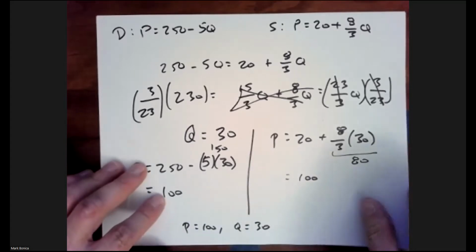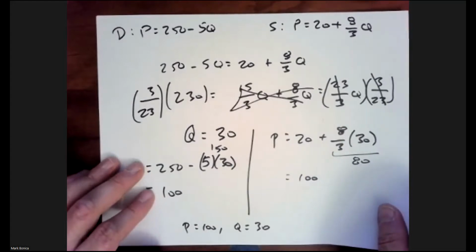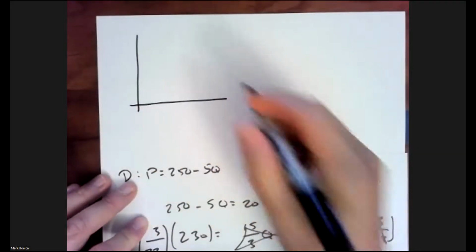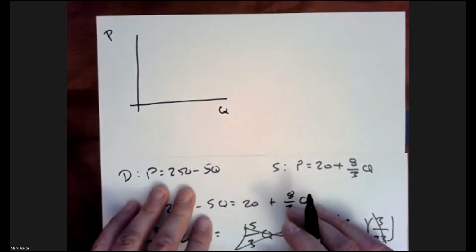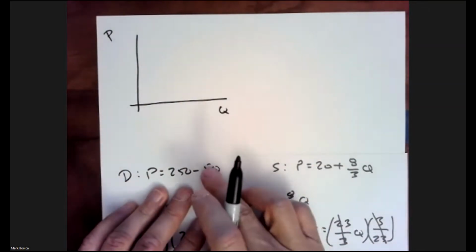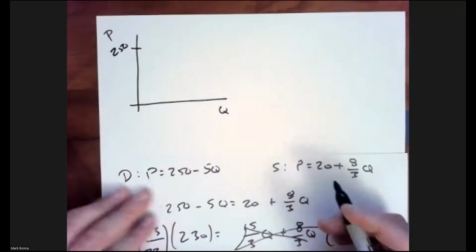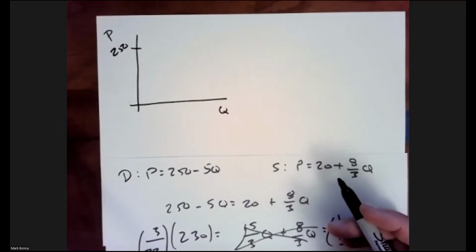Okay. In order to do consumer surplus and producer surplus, the best thing to do is to draw the graph. So let's go ahead and get that done. So we've got price and quantity. So demand curve first. If Q is 0, P is 250. When P is 0, we have to solve for Q. So let's see.